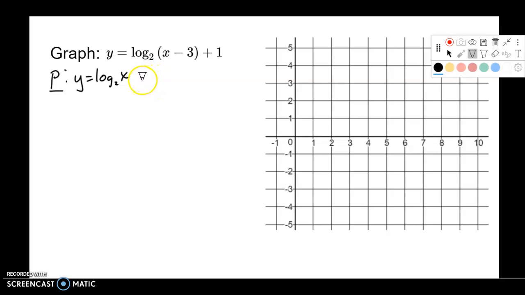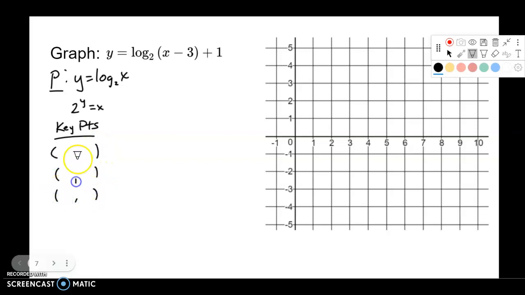Now, if we want to graph this, we can't really do much with it in log form, so we're going to convert it to exponential form, and we'd have 2 to the y is equal to x. So now let's talk about our key points on the graph of 2 to the y equals x, which is really just log base 2 of x in a different name.